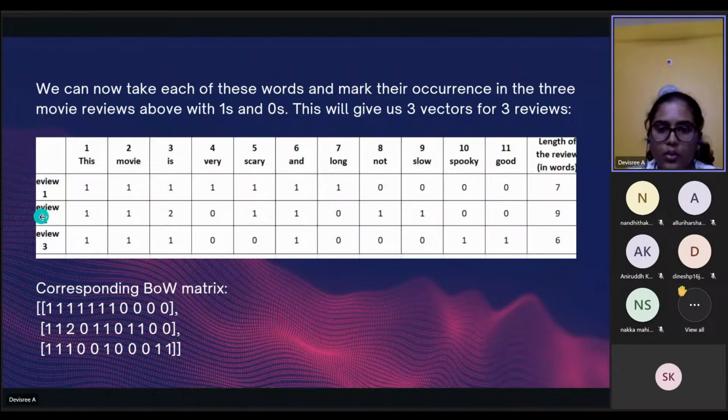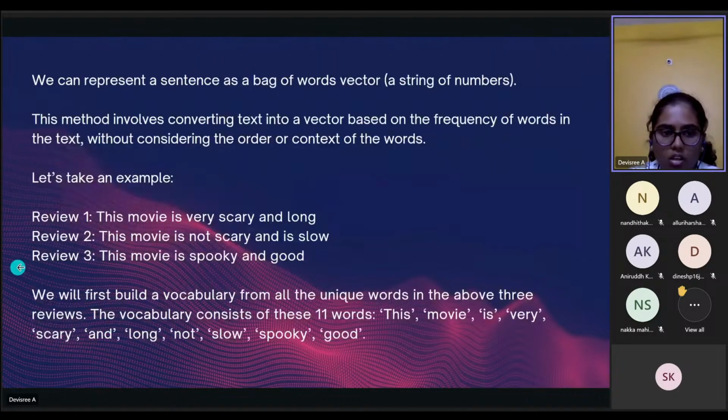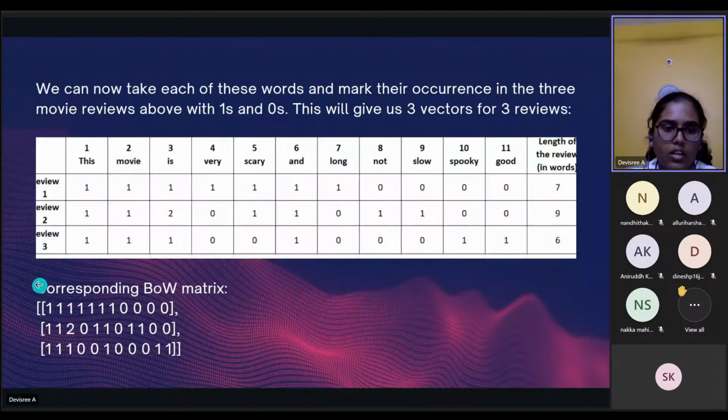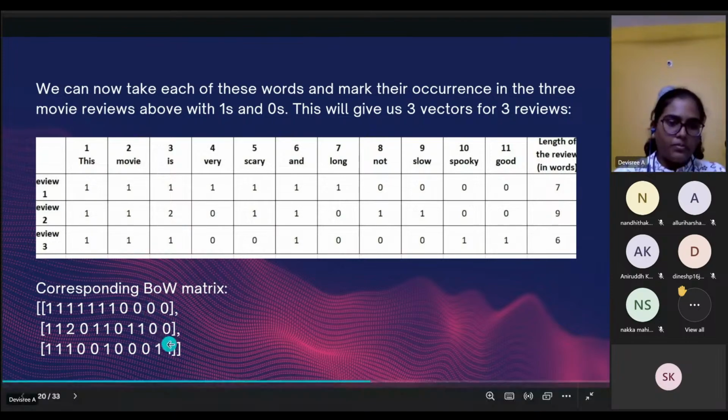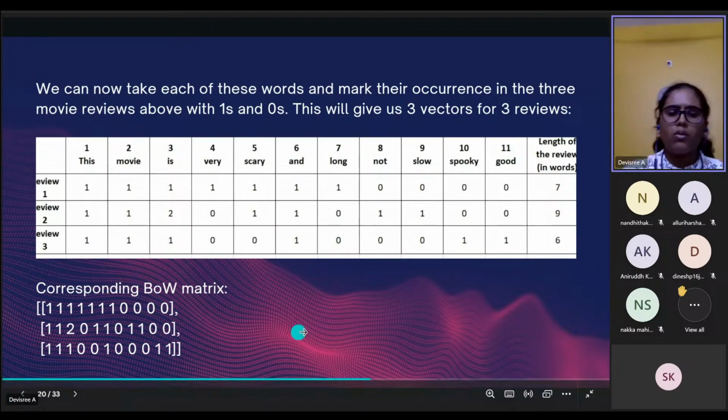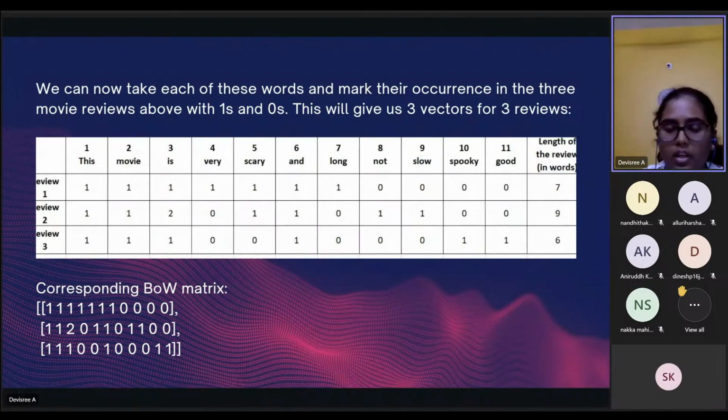Similarly for review 2 and 3. Review 2 goes like this: the movie is not scary and is slow. And this is review 3. Corresponding to these reviews, the frequency is marked in the corresponding cells, and these values are just encoded into a matrix over here. So this is the bag of words matrix, a very simple representation of word embedding.